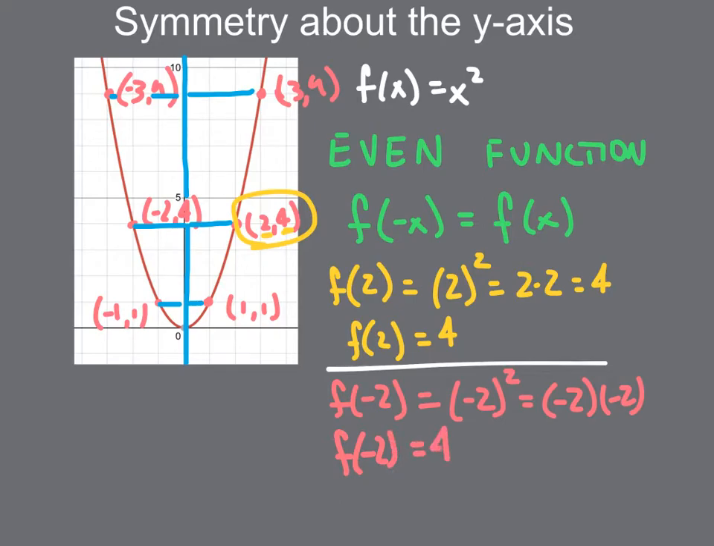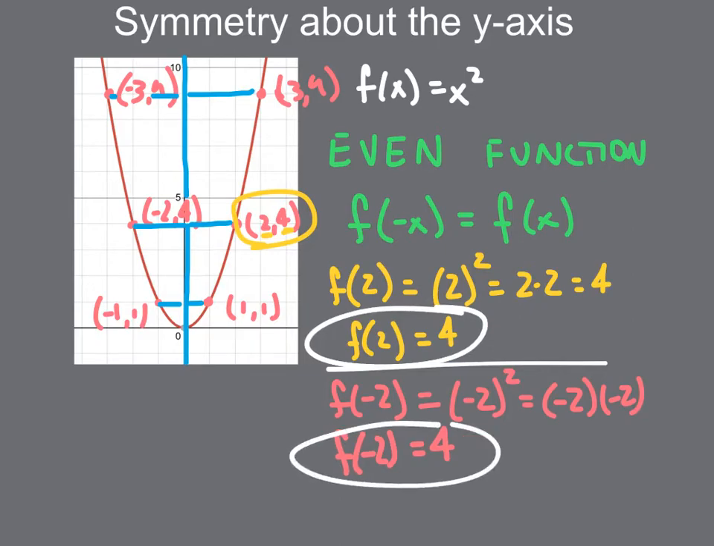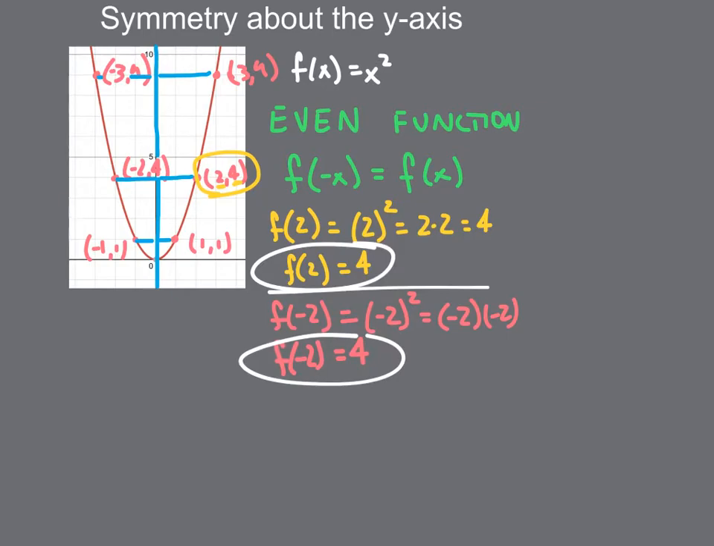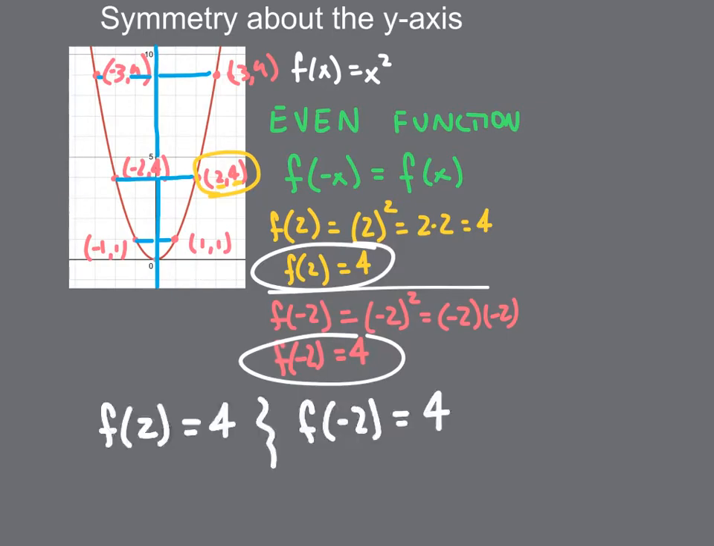So it's important that we see that, because what I've got is f of 2 is equal to 4 and f of negative 2 is also equal to 4. And when I do that, I'm going to rewrite these down here real quick. When I plug in 2 into our function, we get 4. If I plug in the opposite value of negative 2, we get the same y value of 4. So it's an even function.